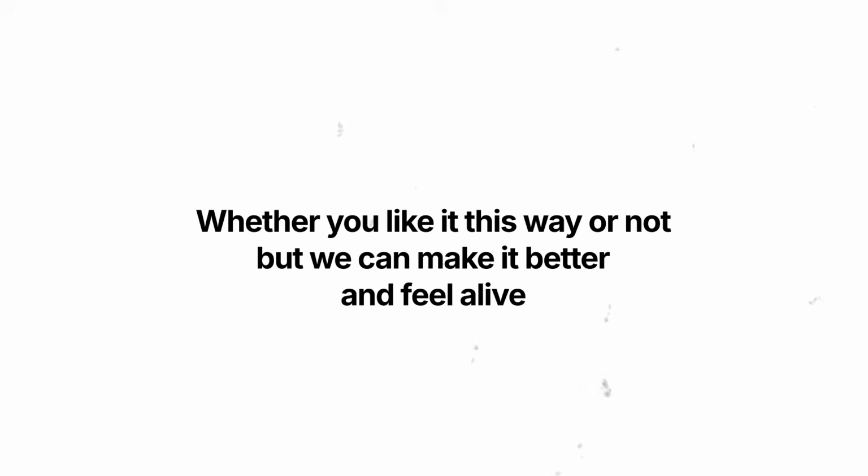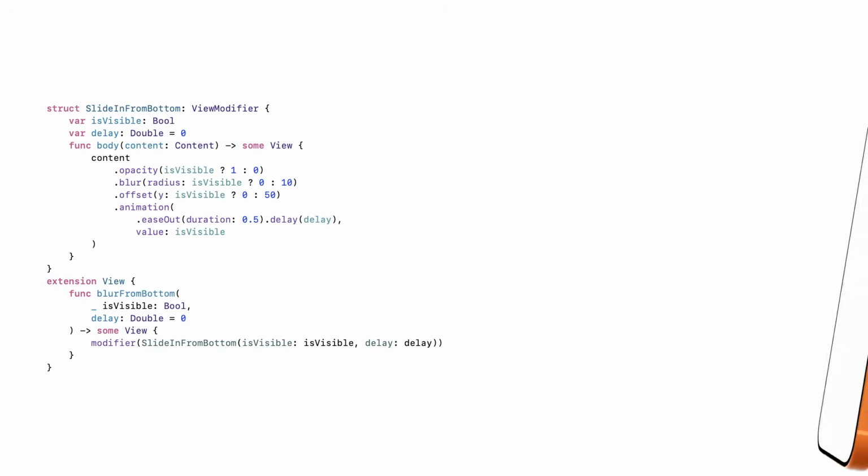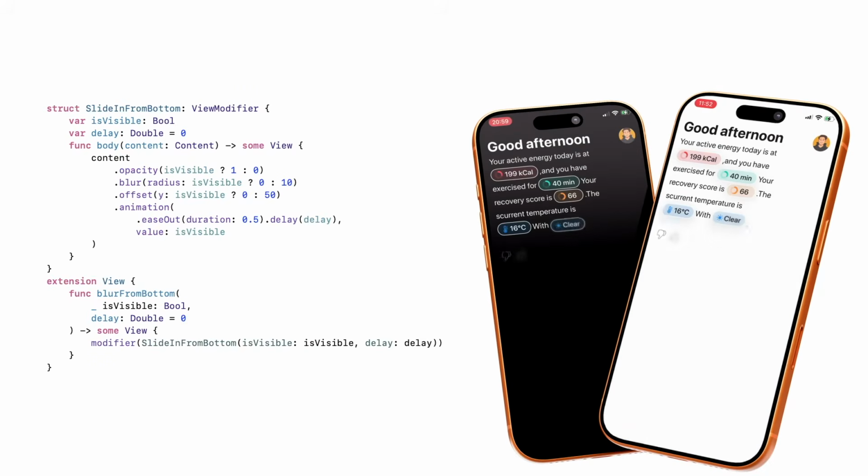Now, let's talk about something very important, and we'll take these UI elements to the next level. Whether you like it this way or not, we can make it better and feel alive, because small details always matter to make something perfect. That's why we need this simple function. We'll slide the items from the bottom and with delay to make them slide one by one. This makes our elements feel modern and clean.